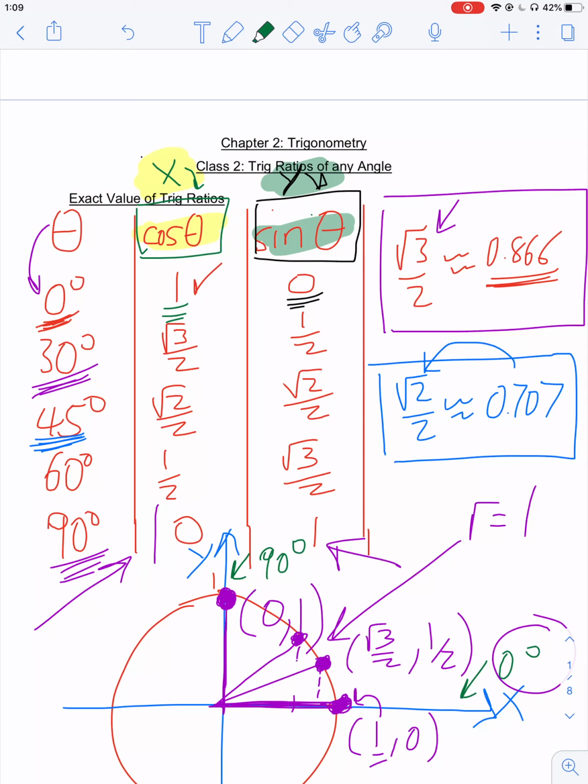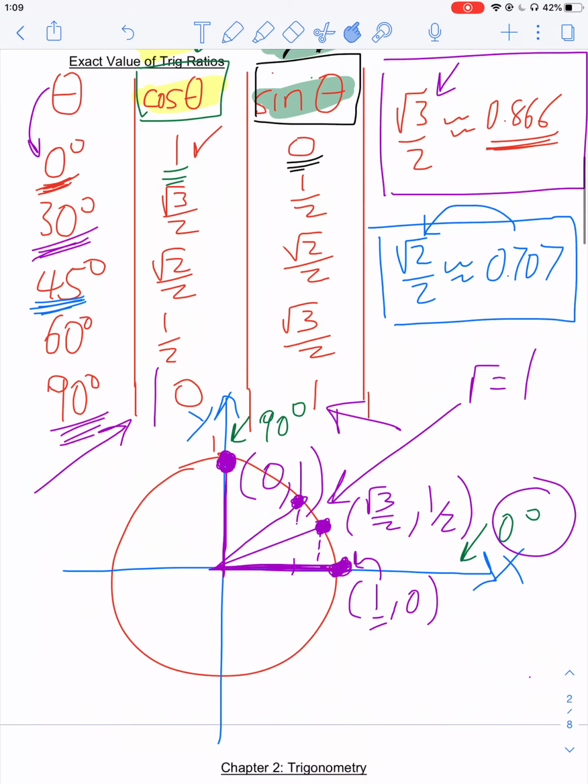The only thing that you have to remember though, because they will ask you for exact values, is that square root of 3 over 2 is 0.866. So whenever you see 0.866, just know that it's square root of 3 over 2. And if you see 0.707, then it's square root of 2 over 2. Okay, so that's something that I'm going to ask you to memorize for now.